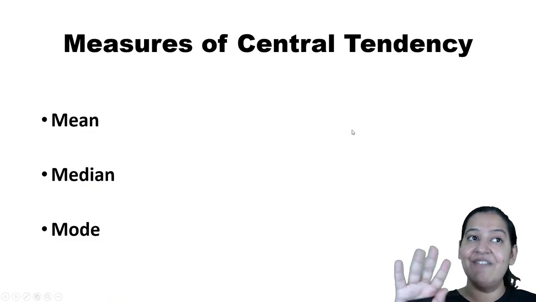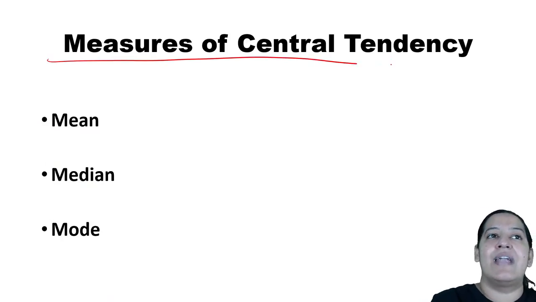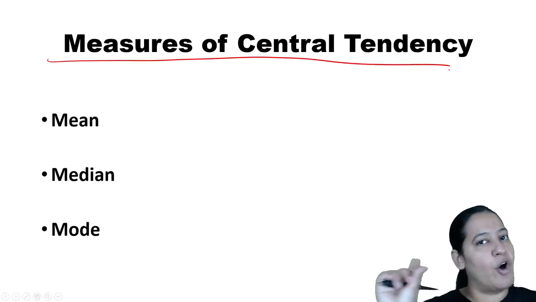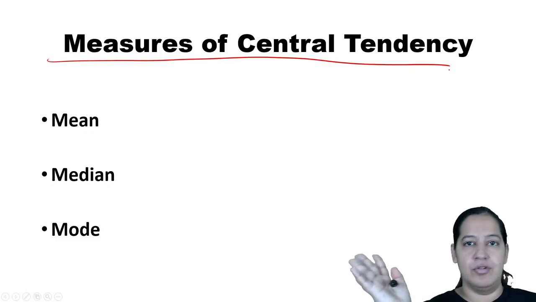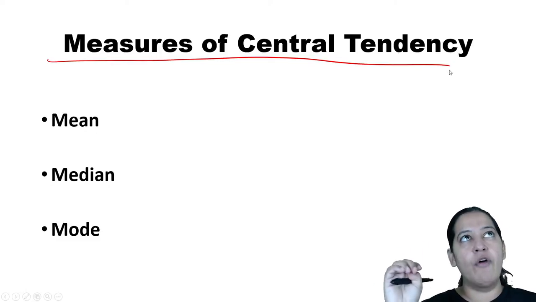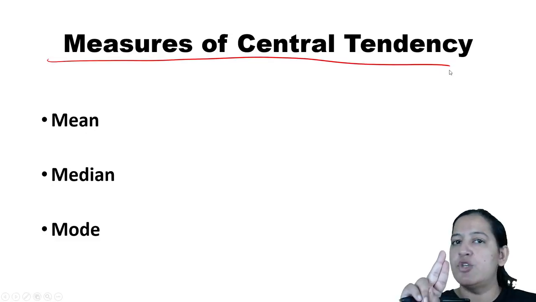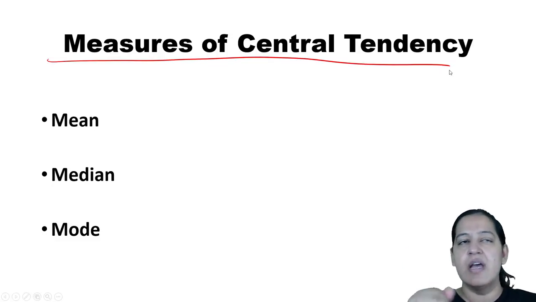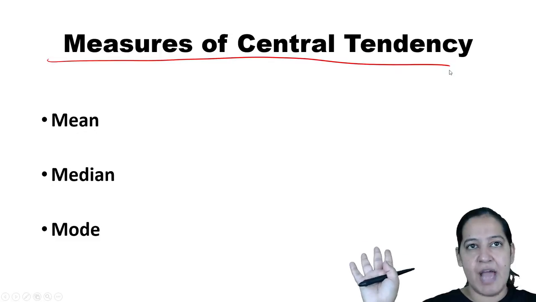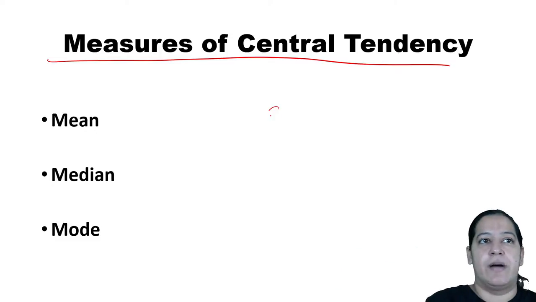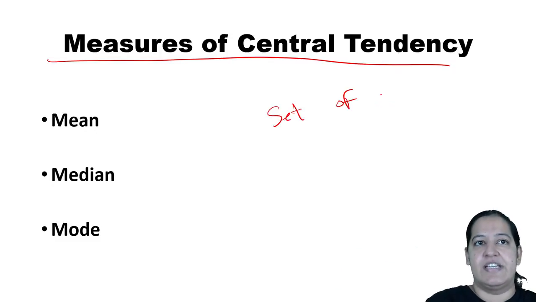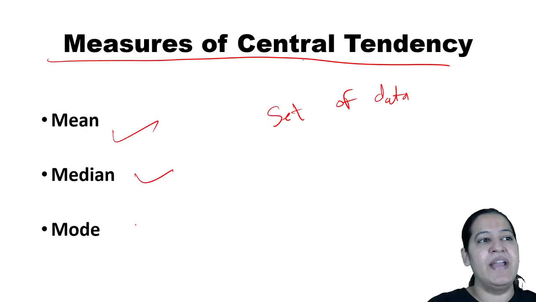After that, yesterday we did measures of central tendency. If we have a set of data, multiple numerical values are there. I'm having the weight of 10 students in my class. One student weighs 60 kg, another 62, 65, 70, 100. Whatever weight is there, I have a set of data, right? In a set of data, for central tendency, three things are there: mean, median, and mode.